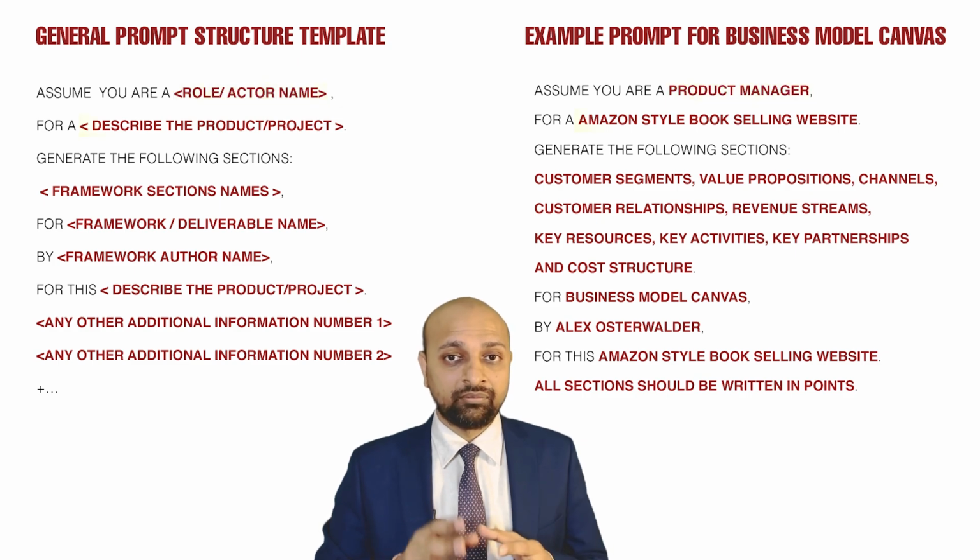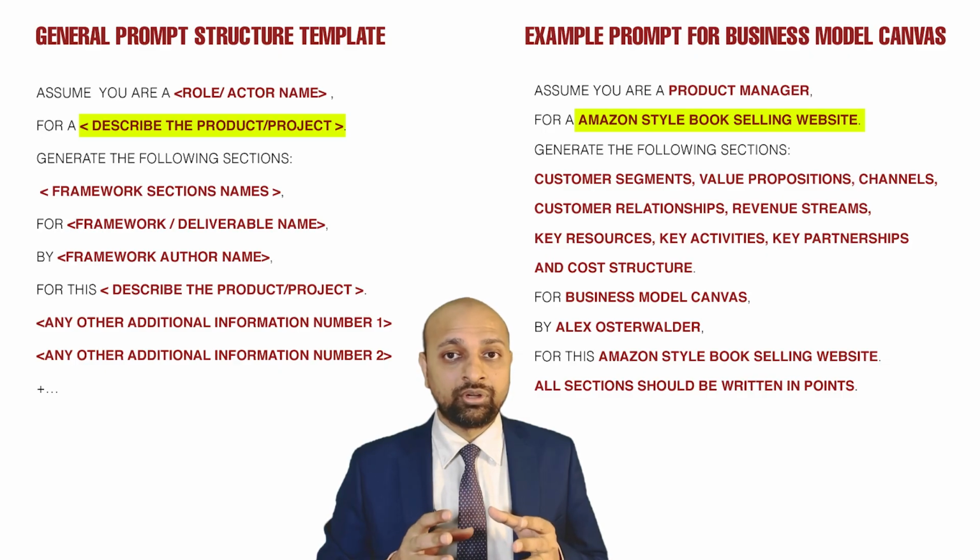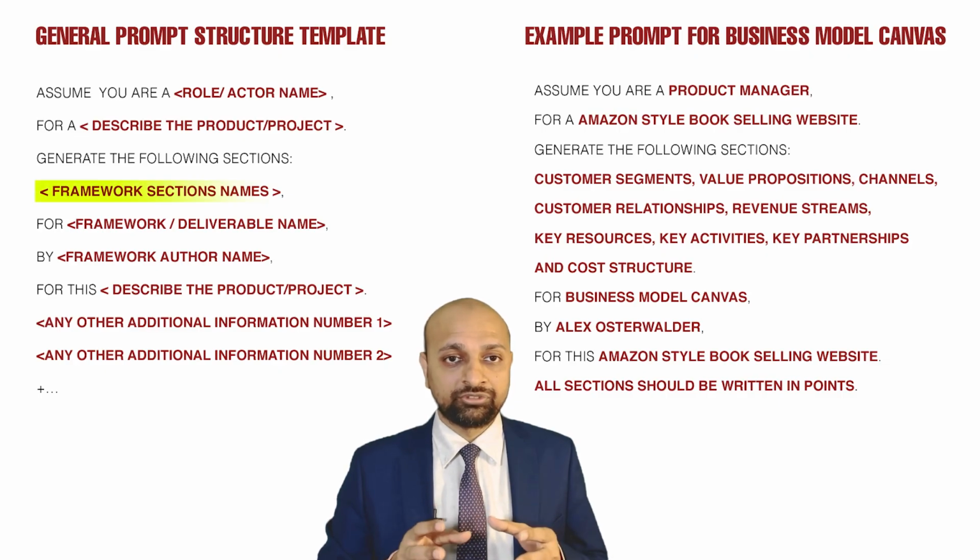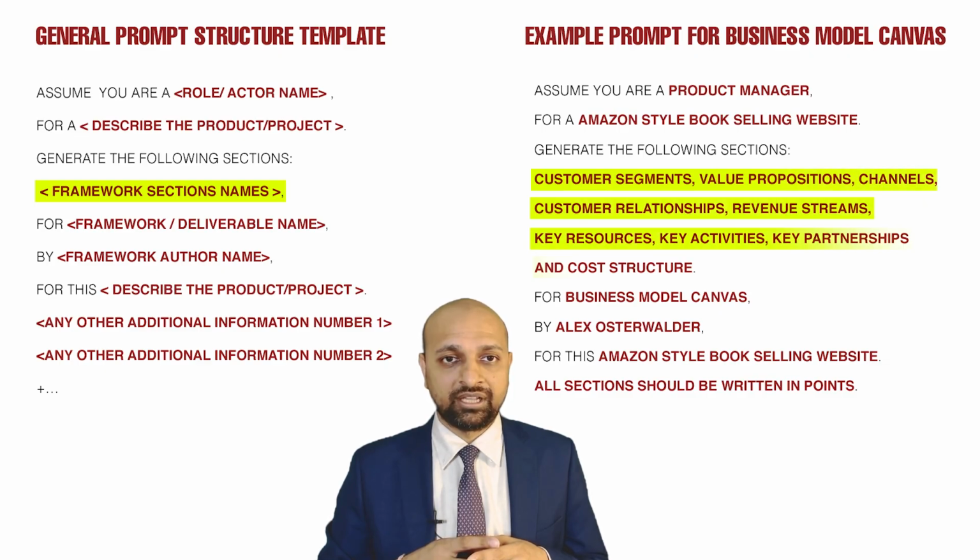In the next step, we are describing the product for which we are generating this business model canvas. In this case, the product is an Amazon style book selling website. Then we write the names of the sections which we are generating for this business model canvas. I have written 9 section names: customer segment, value proposition, channels, customer relationship, revenue stream, key resources, key activities, key partnership, and cost structure.